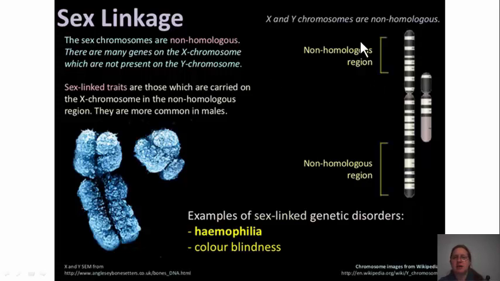You can see here the non-homologous region that is not the same. Some common examples that IB wants you to know about of sex-linked genetic disorders, you have hemophilia and color blindness. We're going to talk about color blindness first.